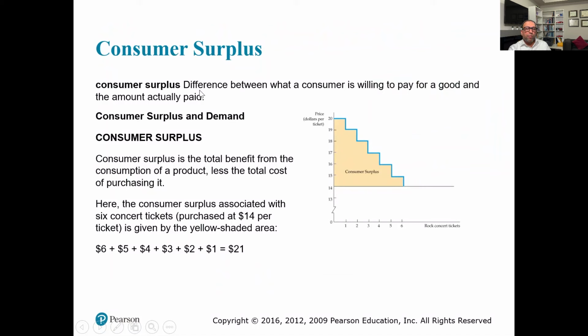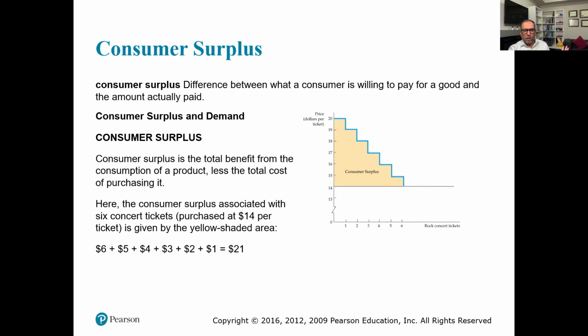The next concept is consumer surplus, and we know that consumer surplus is the difference between what the consumer is willing to pay and the actual price he is paying. The difference is the consumer surplus. So it is the difference between what the consumer is willing to pay for a good and the amount actually paid.